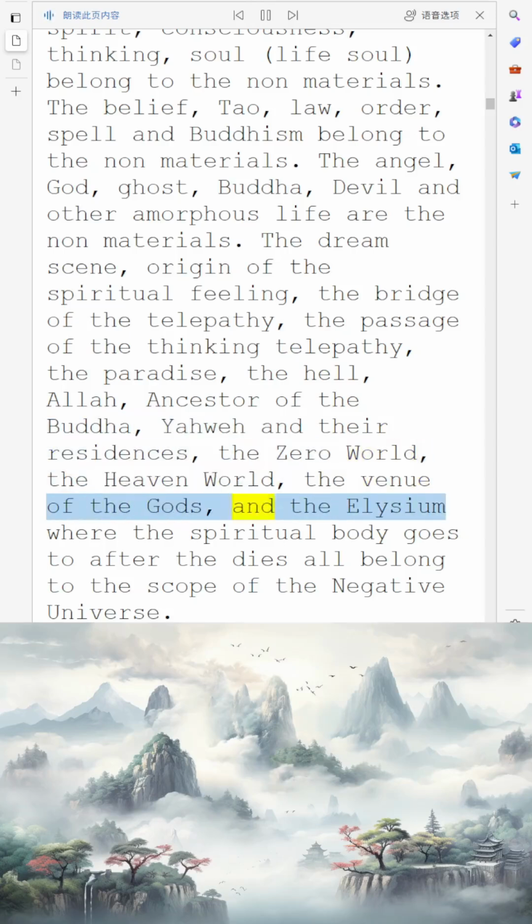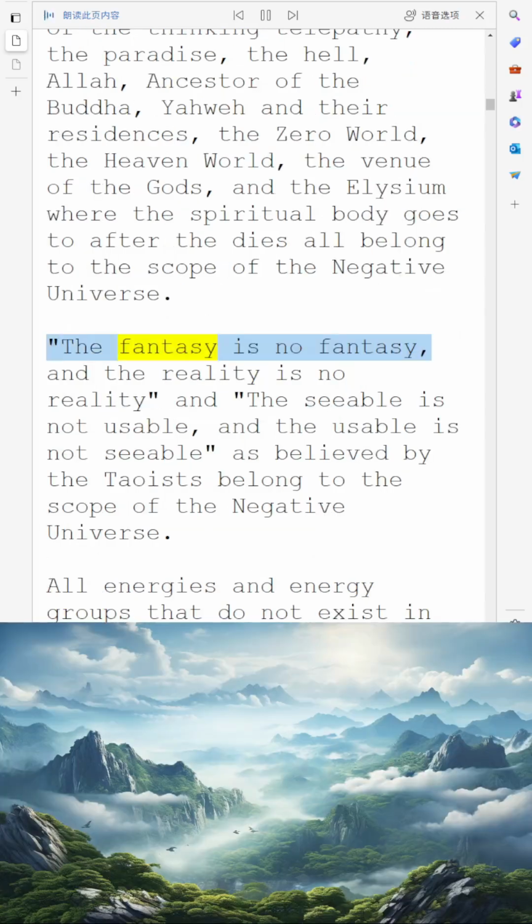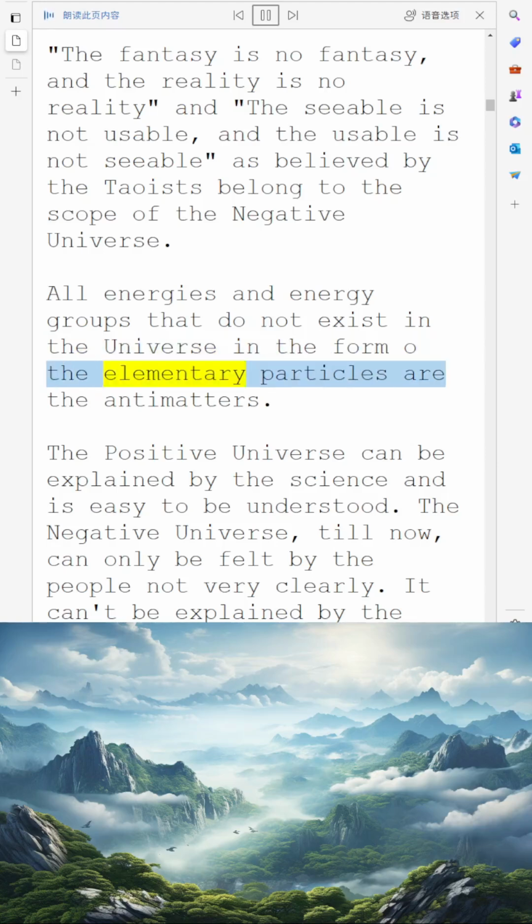of the gods, and the Elysium where the spiritual body goes to after death all belong to the scope of the negative universe. The fantasy is no fantasy, and the reality is no reality, and the seeable is not usable, and the usable is not seeable, as believed by the Taoists, belong to the scope of the negative universe. All energies and energy groups that do not exist in the universe in the form of elementary particles are antimatters. The positive universe can be explained by science and is easy to understand.